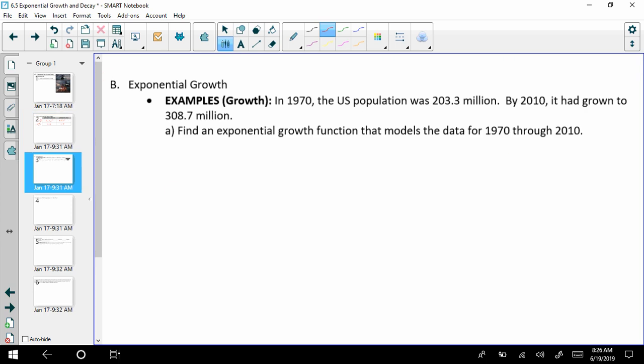So this first example says, in 1970, the U.S. population was 203.3 million. By 2010, it had grown to 308.7 million. Find an exponential growth function that models this data. So here's my model, and I want to start filling in information that I do know. What was my original amount, or my starting amount? In this case, my starting amount was 203.3 million.